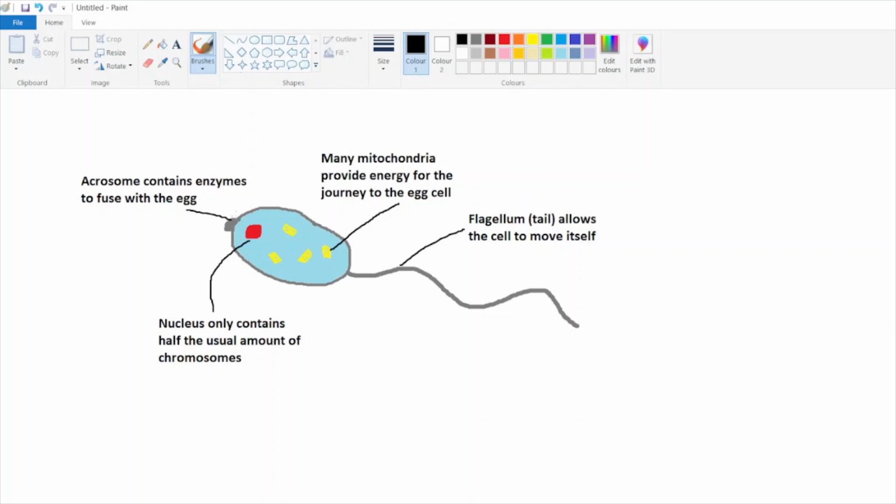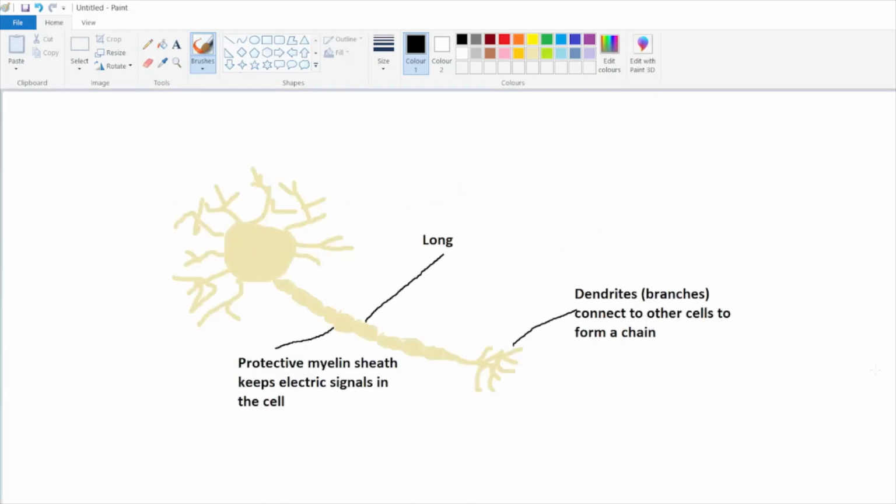And finally, this thing here is called an acrosome, and it contains enzymes which allow it to fuse with the egg. With nerve cells, it's all about transferring electrical signals around the body, so they're long, so they can cover more distance. They also have this bobbly protective myelin sheath, and this keeps the electric signals inside the cell while they're passing through it.